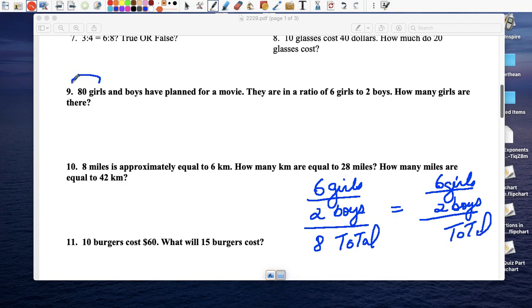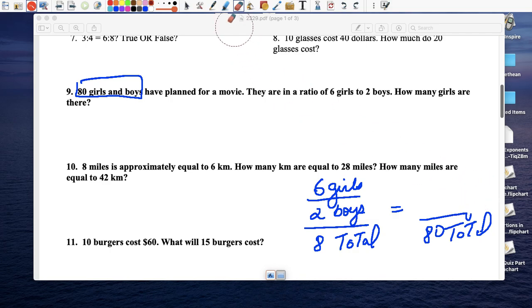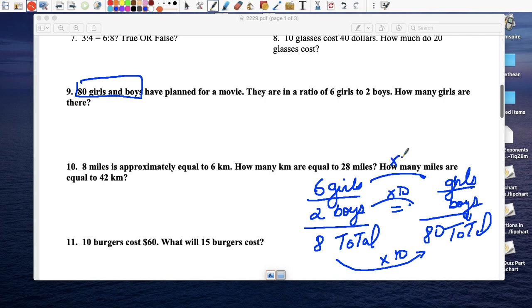So when we take 80 students to the movies, right? 80. But when there's a total of 80, how many girls and how many boys? Okay, so I wrote this wrong. So that should actually be just girls and boys. Right? So what's the relationship here? Times 10. So this is going to be times 10, and this is going to be times 10. 6 times 10 is 60. 2 times 10 is 20. So when you have 80 people going to the movies, 60 will be girls and 20 will be boys.